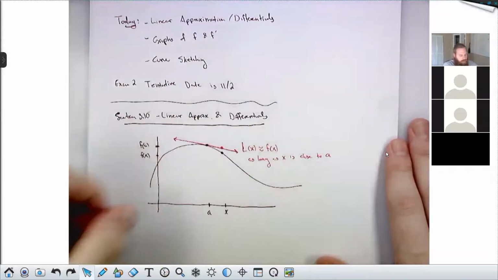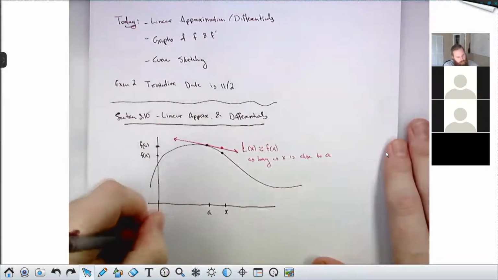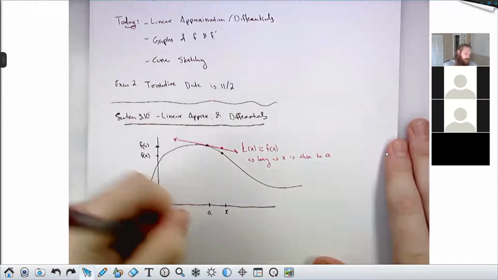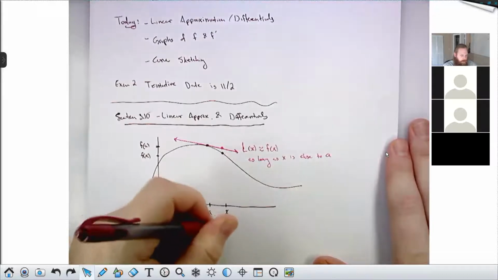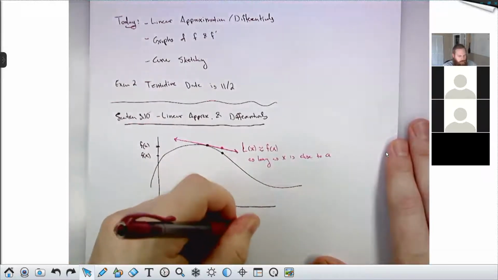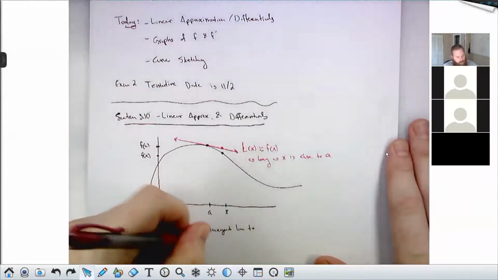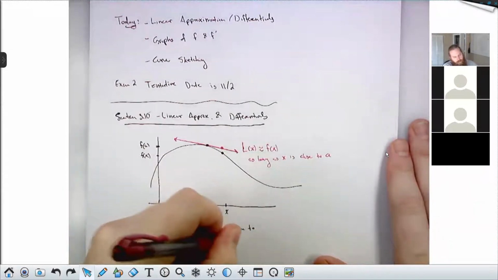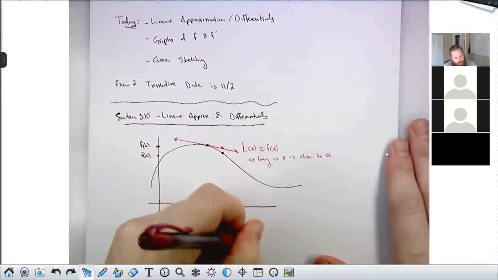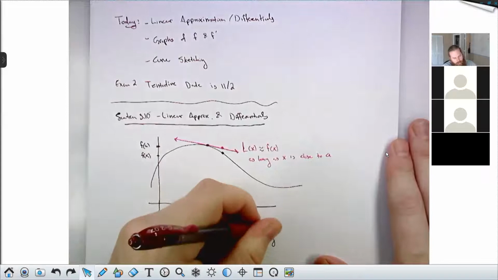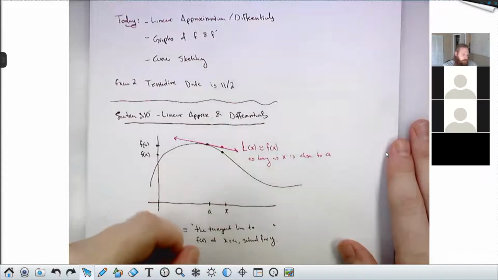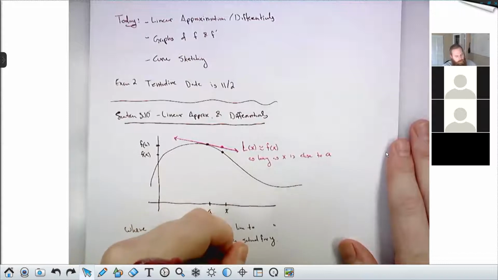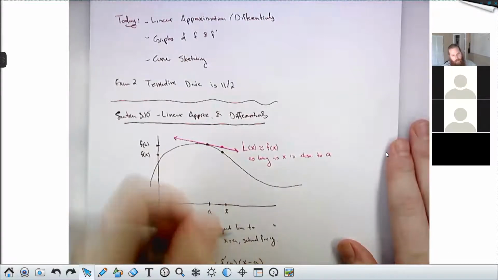Now here, L of x, there's two ways to remember this. It's the tangent line to f of x at x equals a, just solved for y. Or if you want to remember a formula, it is f of a plus f primed of a times x minus a.